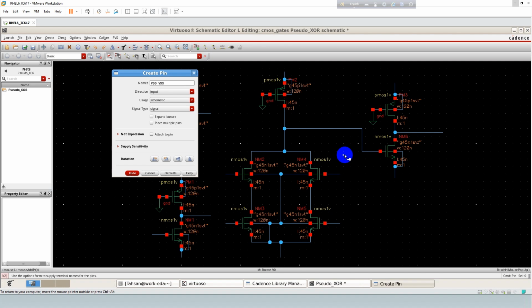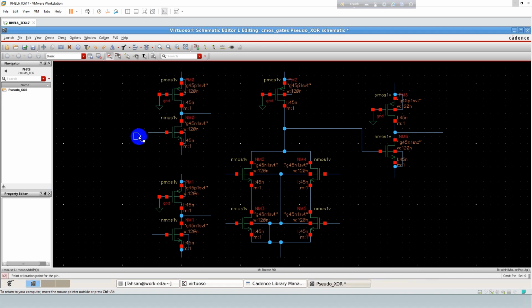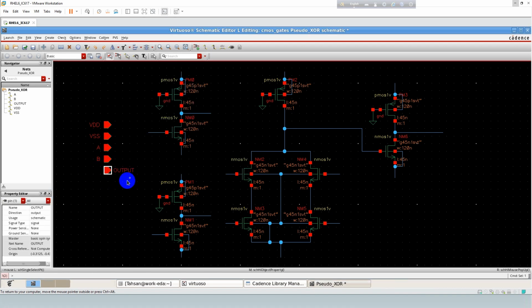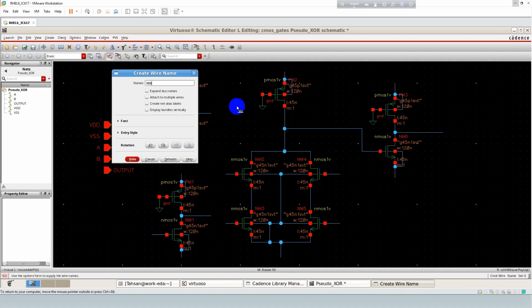Create input and output pins to complete the connection. Now create a label with the same name as the pin name, because without it there is no wiring connection.